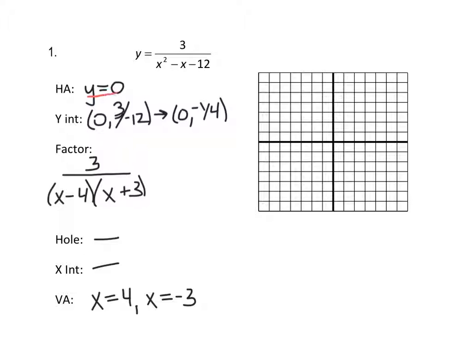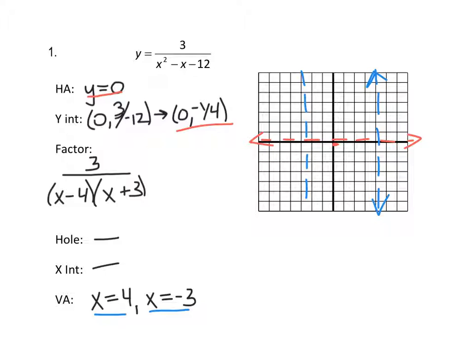So I have that my horizontal asymptote is y equals 0. So I'm going to sketch that on my graph. My y-intercept is at 0, negative 1/4. OMG fractions. Just make it a little bit past your x-axis. Then you should have factored, I don't have any holes, I don't have any x-intercepts, and then I have vertical asymptotes at 4 and negative 3. So I'm going to draw those on my graph.